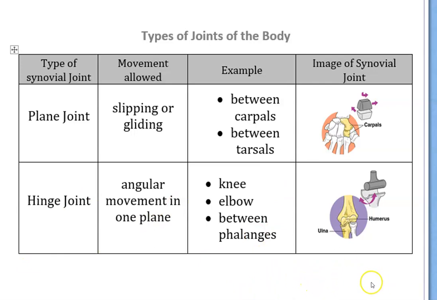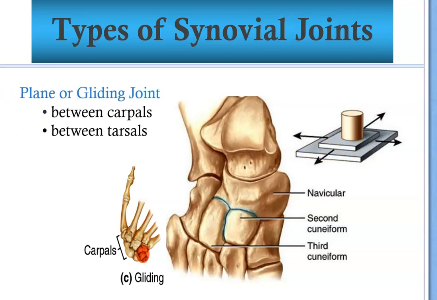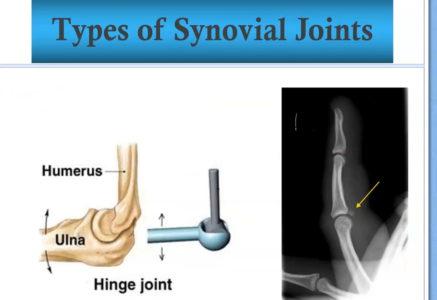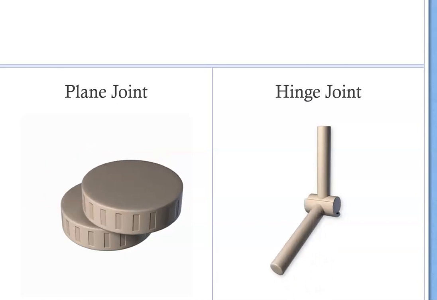So you can always pause the video if you need to. This is showing some tarsals here, and some carpals here. They just slide past one another, and so that is the plane joint, or gliding. And then your elbow is a hinge, so you should be looking at that ulna and humerus, how they join together, and also between your phalanges we've got this hinge. Plane joint just slides back and forth. Hinge joint is going to move kind of like a hinge on a door.